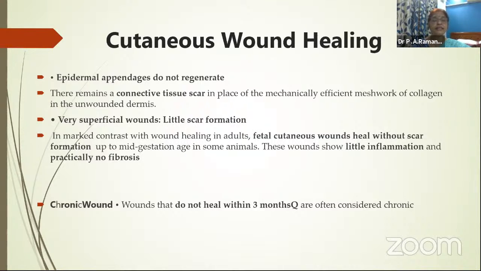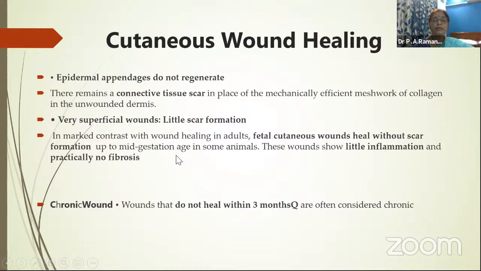One thing you have to remember is, suppose there is a skin loss, you may get a scar, but in this scar the sweat glands, hair follicles, and sebaceous glands are not there. They do not regenerate. This is what you have to remember. They do not have appendages, and very superficial wounds may have little scar formation, but deep wounds will have a lot of scar formed.